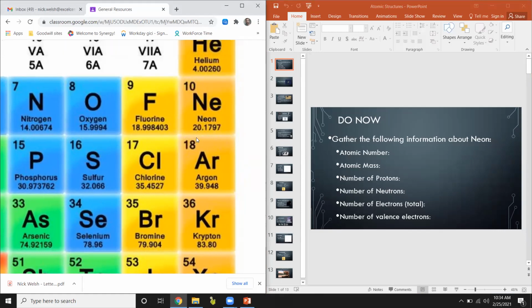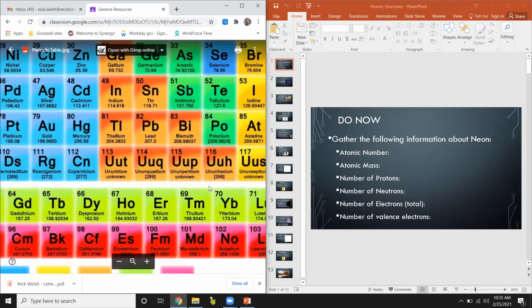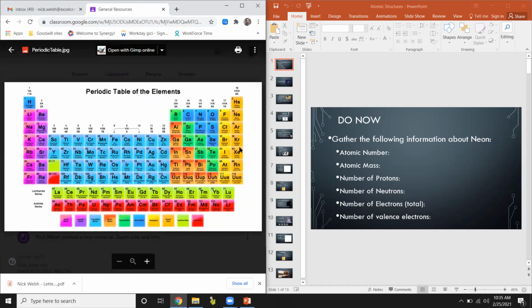To figure out how many neutrons, we have to take the atomic mass, which is 20.1 minus the atomic number. We're going to round this just down to 20. So 20 minus 10 gives us 10. So that means there's 10 neutrons. The total number of electrons, well, again, atoms start off neutral. So if it has 10 protons, it starts off with 10 electrons. And then I need to know how many electron shells does it have, okay? In order to figure that, remember, we're going to look at what period it is in, what row. So neon is in period 2, which means it has 2 electron shells.